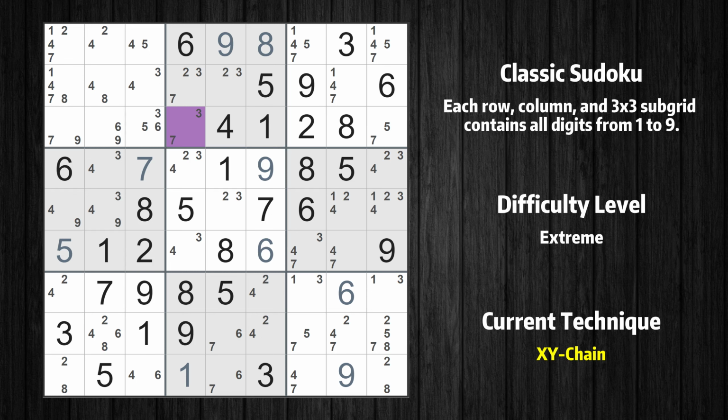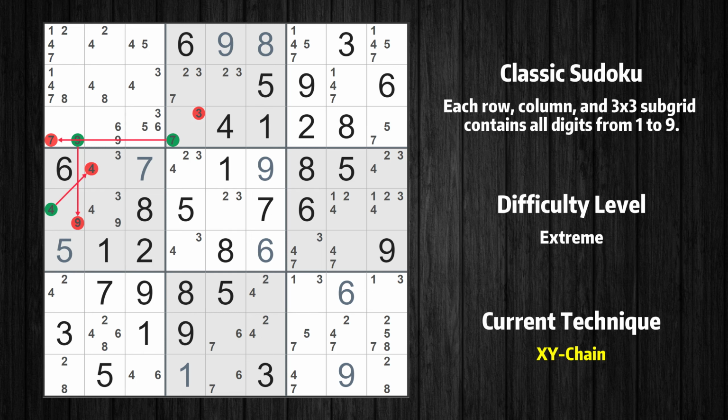There is an XY chain with 3 links that starts at row 3 column 4. This cell has only 2 candidates, 3 and 7. If the value of row 3 column 4 is not 3, then it has to be 7. Thus 7 cannot also be in row 3 column 1. If the value of row 3 column 1 is not 7, then it has to be 9. Thus 9 cannot also be in row 5 column 1.